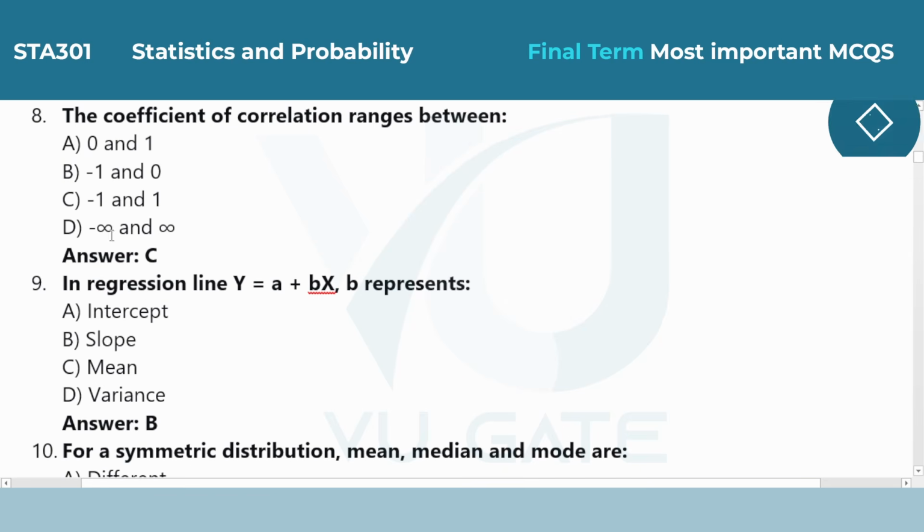Answer: C. -1 and 1. Explanation: correlation measures the strength of a relationship ranging from -1 to +1.